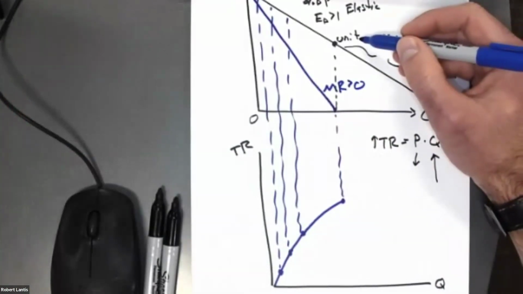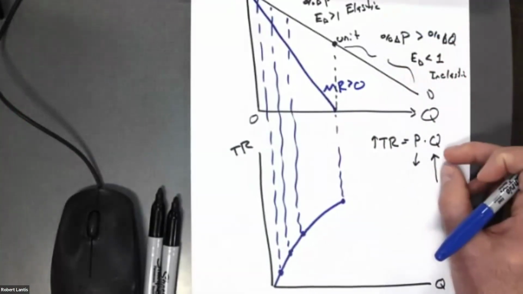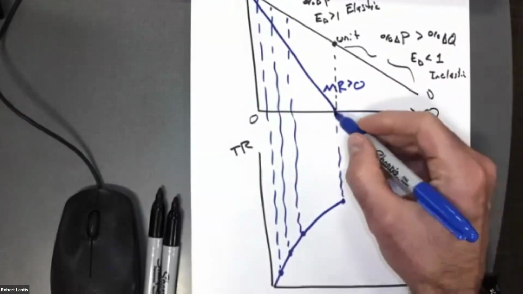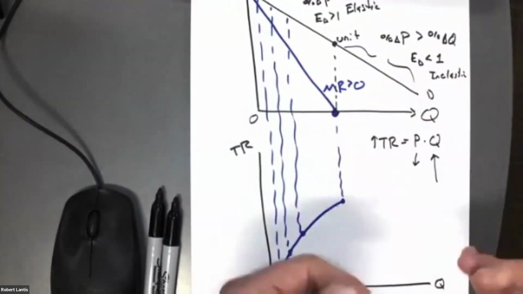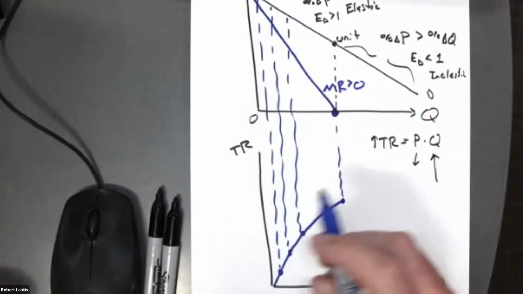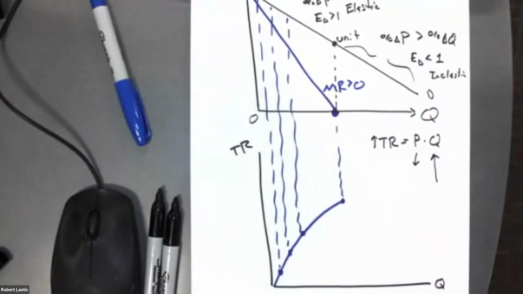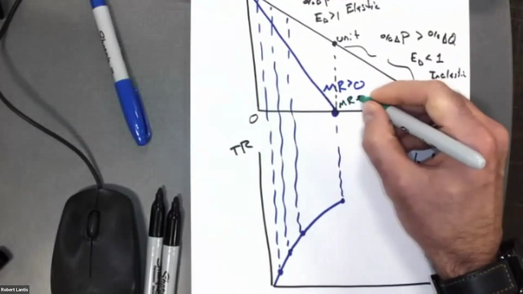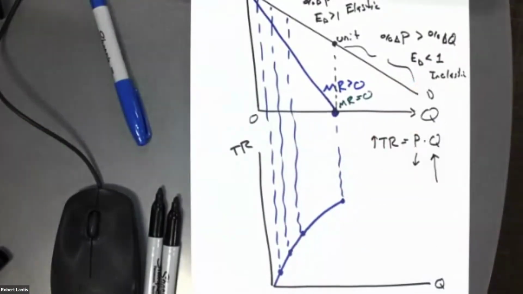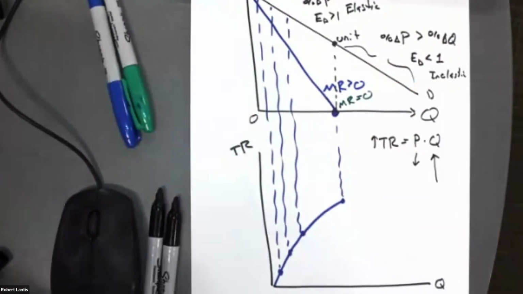Now, at the unit elastic point, if the percent change in quantity is the same as the percent change in price, what should be true is that they equally offset each other. So my marginal revenue there would actually be what? Equal to 0, or that's where total revenues are maximized.